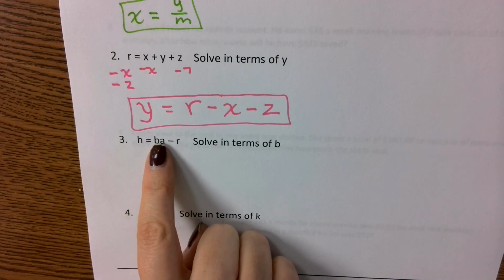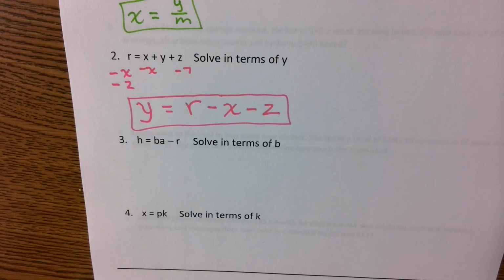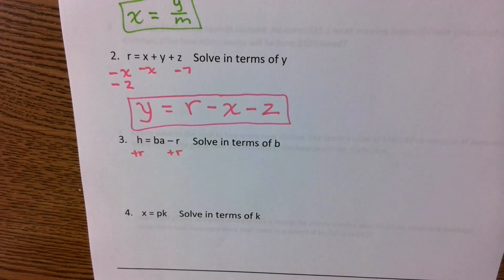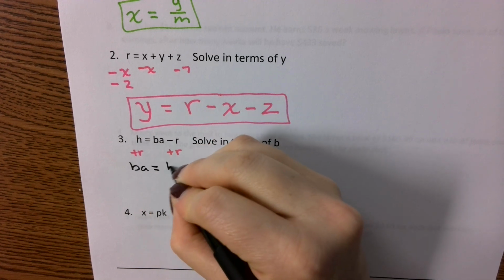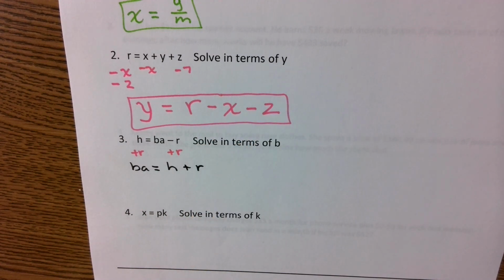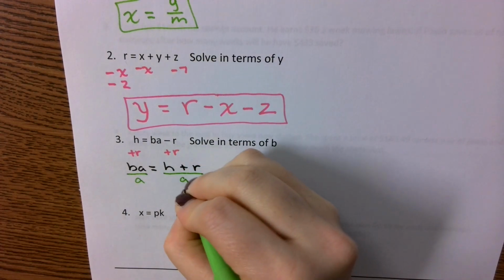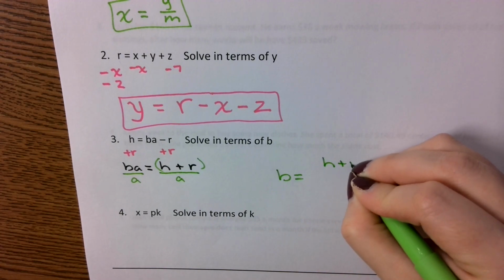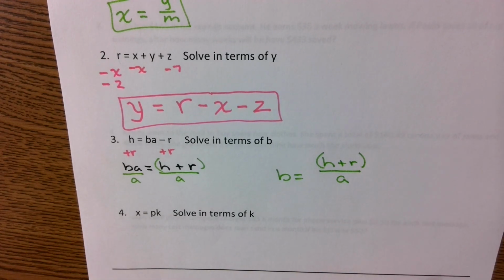Problem 3. We've got h is equal to BA minus r, and we want B isolated. What are we going to do first? Addition. There you go. We're going to add r to both sides. So now we have BA is equal to h plus r. What's our last step? Divide by a. Divide everything by a. Okay, so that means b is going to be equal to h plus r in parentheses and then divided by a.